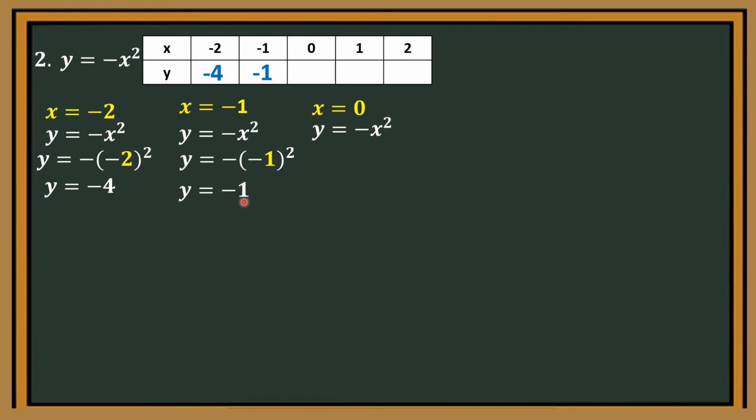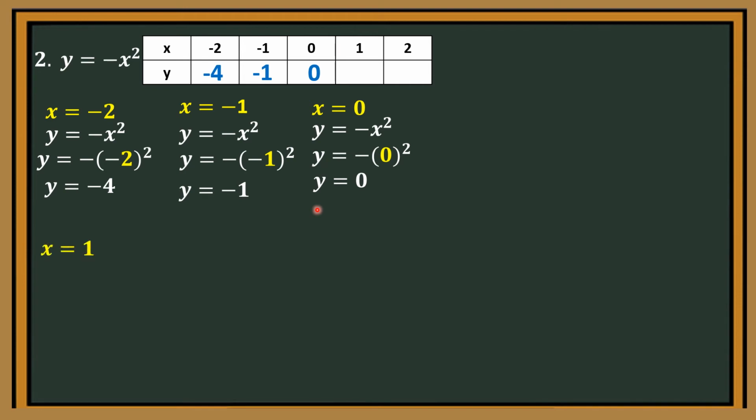Lagay sa table. What if your x is equal to 0? Original equation, and then substitution. So, eto na yung x natin, that is 0. And then, simplify. Y is equal to 0. Paano naging 0? 0 squared is 0 times 0. Pero, meron pa tayong negative dito sa labas. Kahit i-multiply mo yan sa loob, hindi maapektuhan ang 0. Kasi ang 0 is neutral. Hindi siya po pwedeng maging negative at hindi din siya po pwedeng maging positive. So, wala siyang sign. Lagay natin sa table, 0.